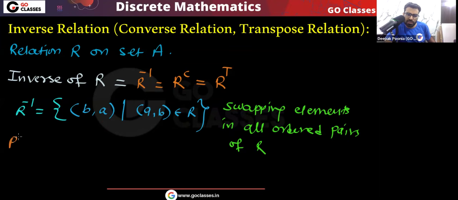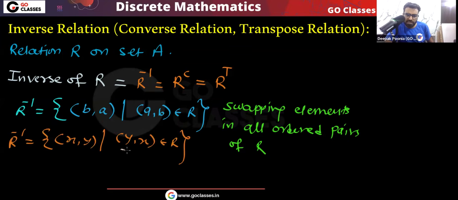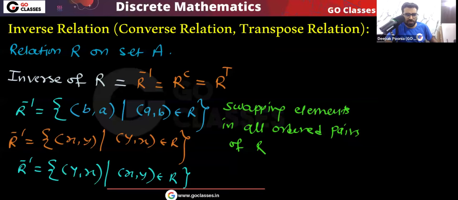I can also write it like this. For example, if xy belongs to R inverse, then it simply means that yx belongs to R. Means if yx belongs to R, then xy will belong to R inverse. I hope you understood the point. Very simple. The same definition I can also write like this: if the ordered pair xy belongs to R, then yx will belong to R inverse.